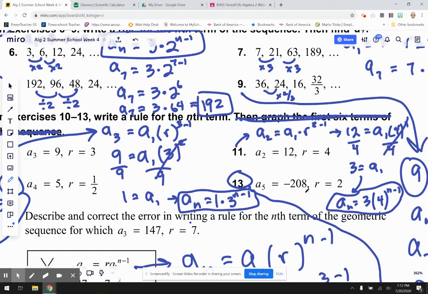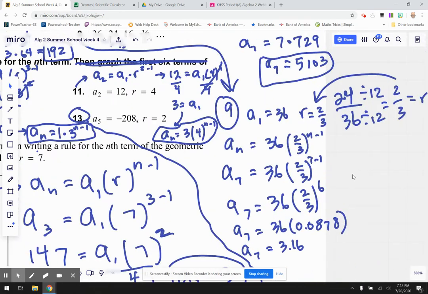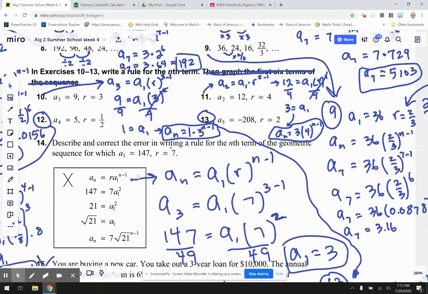So that means that your formula, your little rule that we need, is A to the n, and the 3 is my A1, so that goes here. And then your r, and then n minus 1 for your rule. So 3 times r to the n minus 1 power. That's my formula, because that's what we were talking about earlier. A to the n equals A1. In this case, it was 3 times the 4 ratio, n minus 1 power. So that was 11. Let's go to 12.